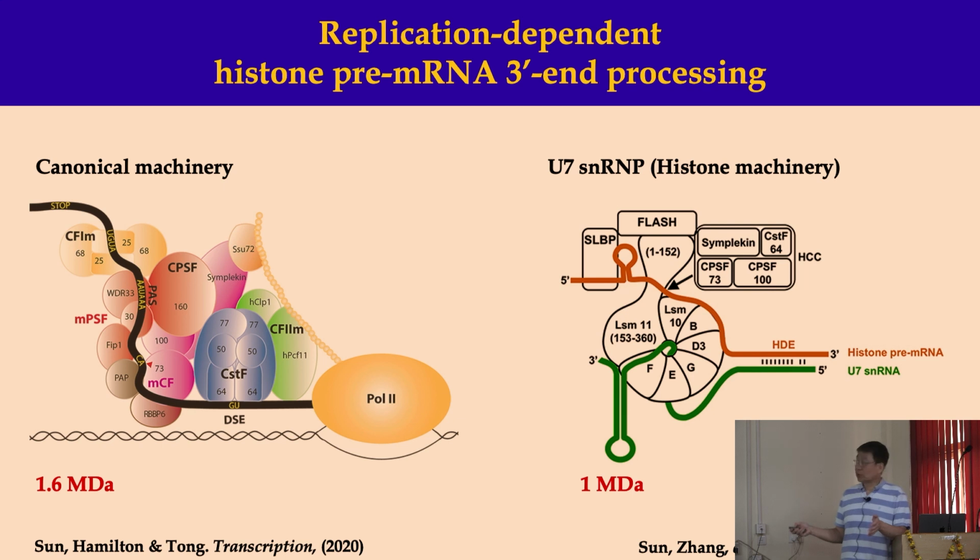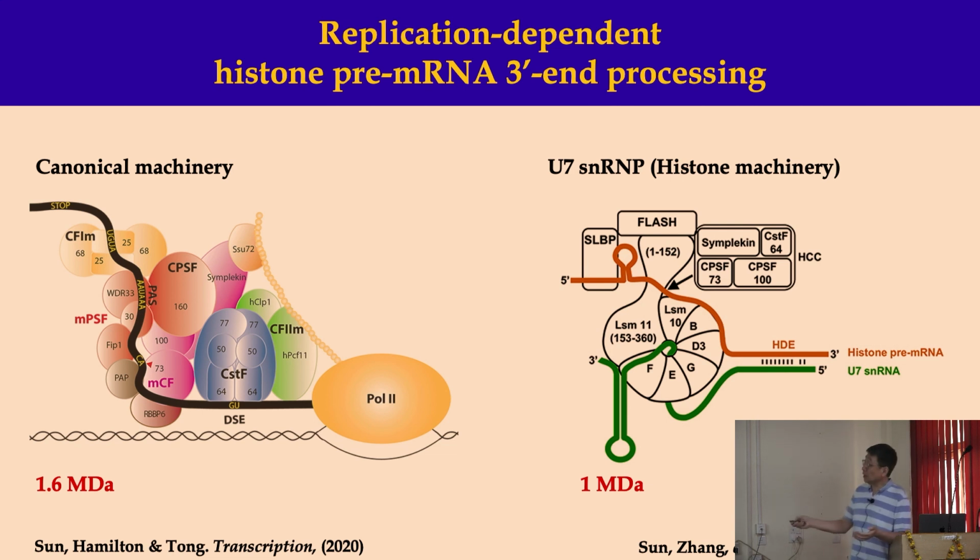Look at something similar. This machinery, I forgot to mention at the beginning, is what I call the canonical machinery, because it is used for 3' processing of the vast majority of mRNAs in eukaryotes, or in animals or mammals. But in humans and animals, replication-dependent histone pre-mRNAs are processed using a different machinery. That's the one on the right. It's called the U7 snRNP. And this one is 1 megadalton, so not much smaller.